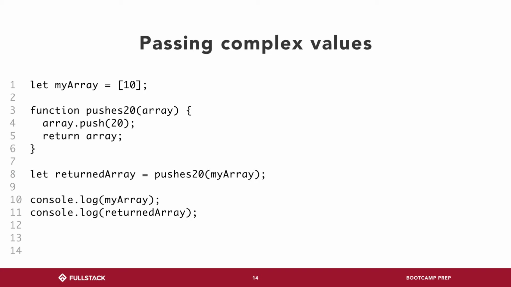What do you guys think is going to be logged on line 10, and what do you guys think is going to be logged on line 11? Any idea? 10 and 20? You think that line 10 is going to be 10 and line 11 is going to be 20? How many people agree? Who thinks it's going to be something different? And if so, what? Array of 10 and 20. For which one? Both, I think. For both.